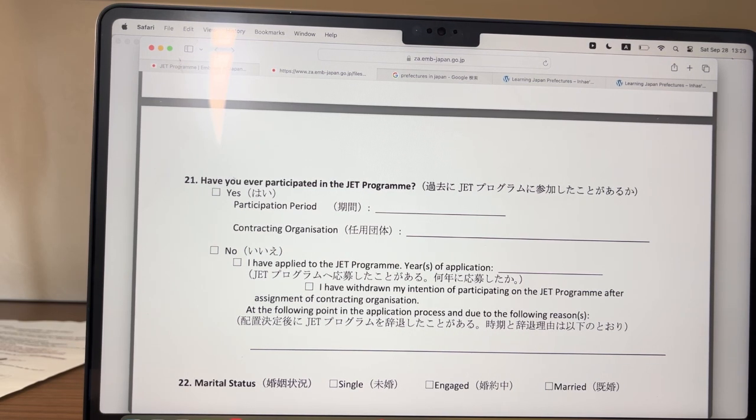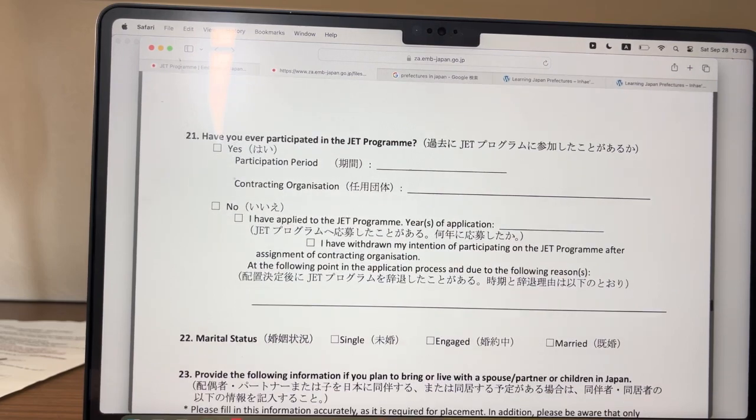If you have ever applied to be on the JET program, then you will tick. And then I have withdrawn my intention of participating on the JET program after assignment of contracting organization. And if you have withdrawn, you will tick that you have withdrawn, and that is not going to look good for you, but it's not impossible.